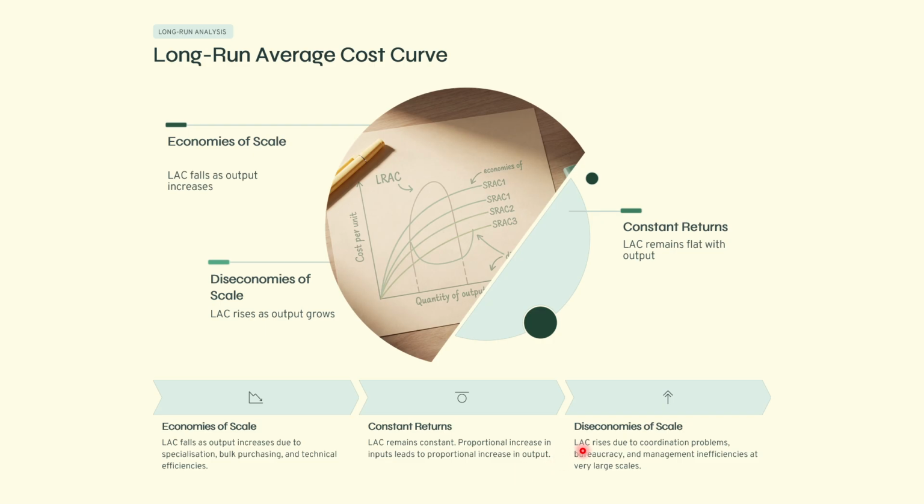Then diseconomies of scale, that is, long run average cost rises due to coordination problems, bureaucracy, managerial inefficiency, etc. in very large firms. So these are the long run average cost curves. Remember economies of scale, constant returns, and diseconomies of scale.